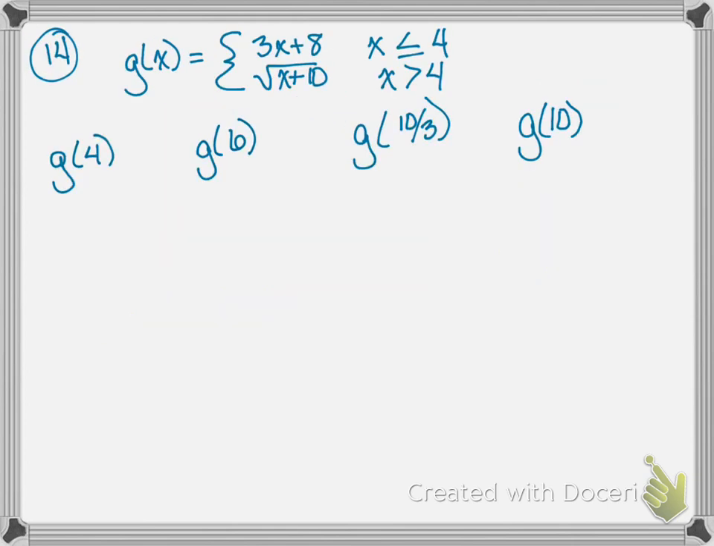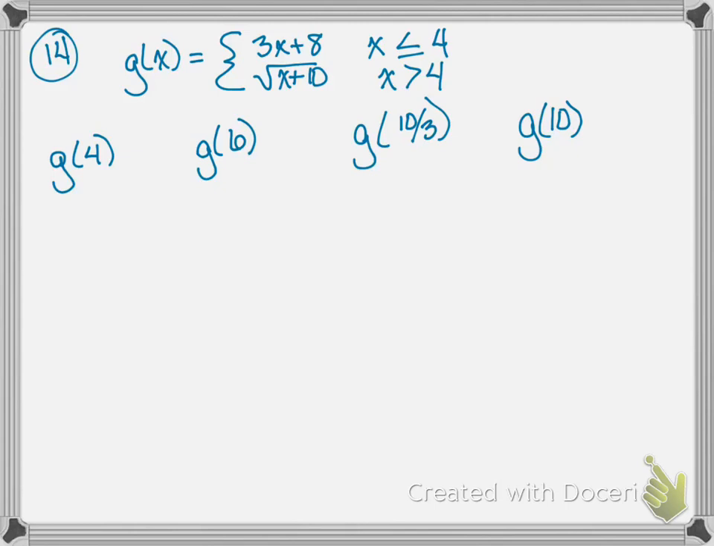Okay, number 14 is a piecewise function. And what a piecewise function does is it tells us when to use which function. So we've got g of x equals 3x plus 8 when x is less than or equal to 4, and then we've got the square root of x plus 10 when x is greater than 4. So we have to determine, based on what input we are putting into this function, which one of the two rules we use.